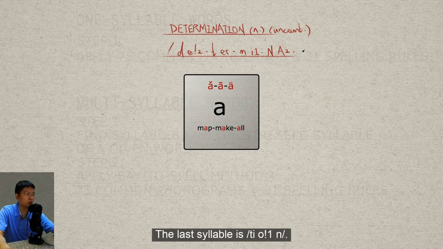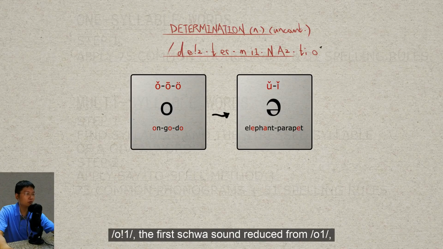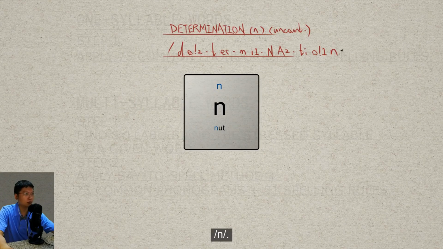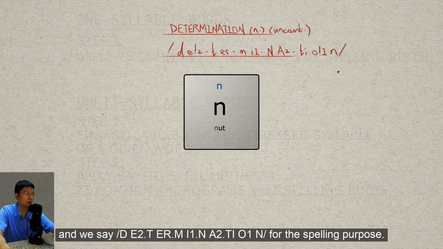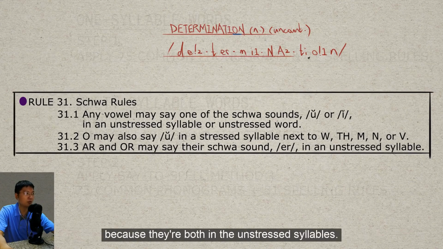The last syllable is shun. Sh. The one begins at the letter T. The first schwa sound reduced from A, the first sound of A-O-U. So we have the word determination, and we say determination for the spelling purpose. The vowel in the first syllable reduced to the second schwa sound, and the vowel in the last syllable reduced to the first schwa sound because they are both in the unstressed syllables.